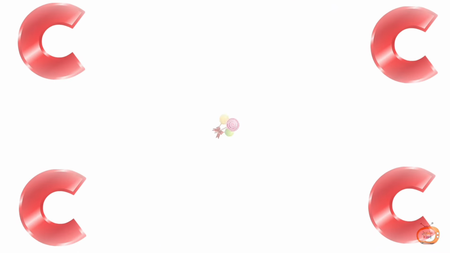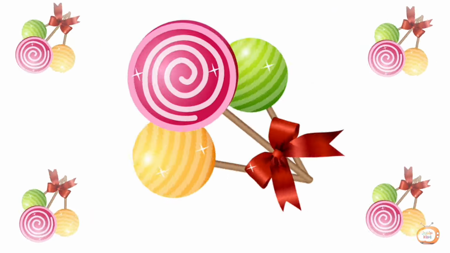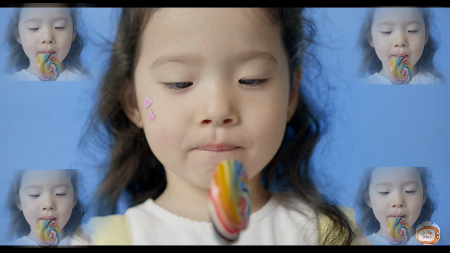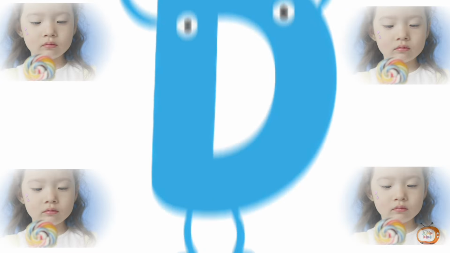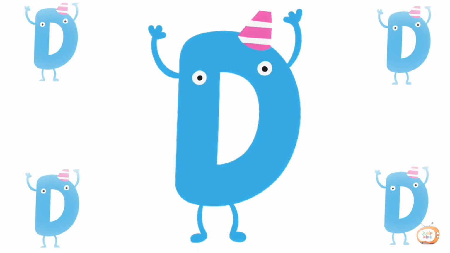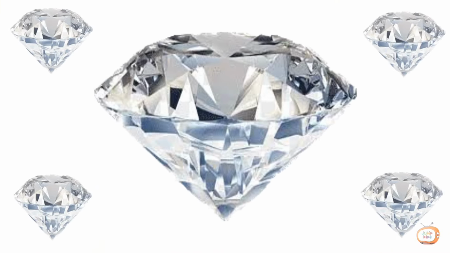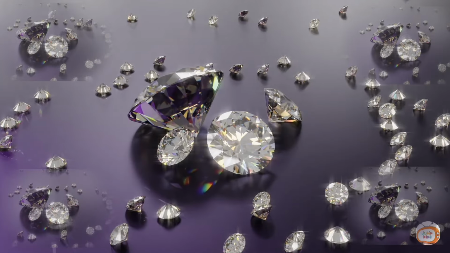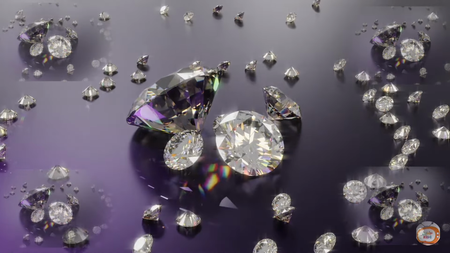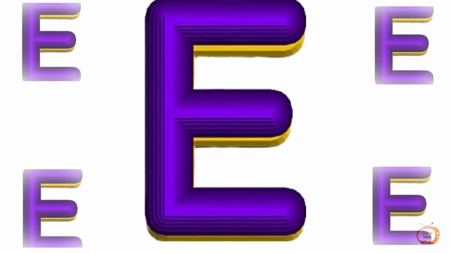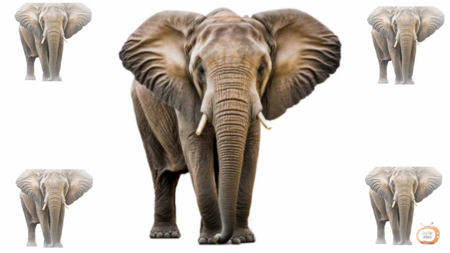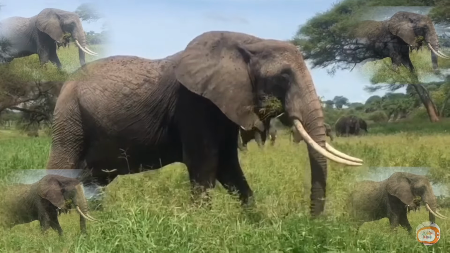C is for candy, k k candy, k k candy, C candy. D is for diamond, d d diamond, d d diamond, D diamond. E is for elephant, e e elephant, e e elephant, E elephant.